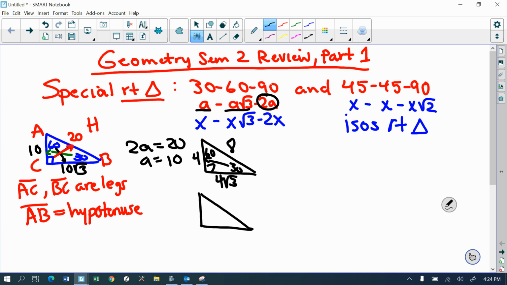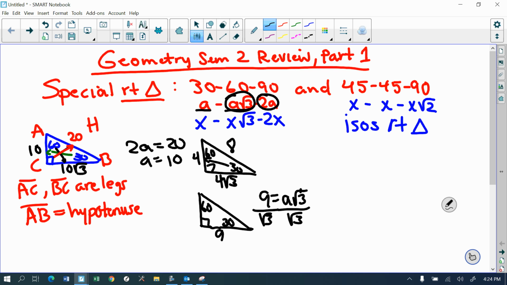Okay, now let's say they start with the 60-degree side, the hardest one. And they tell me this is 9. Okay, well, what does it tell me to set the 60-degree side equal to? Right there, A root 3. So 9 equals A root 3. I need to solve for A, so I need to divide by root 3.